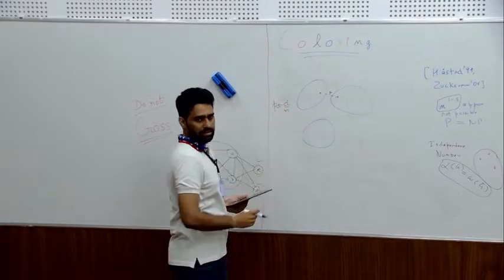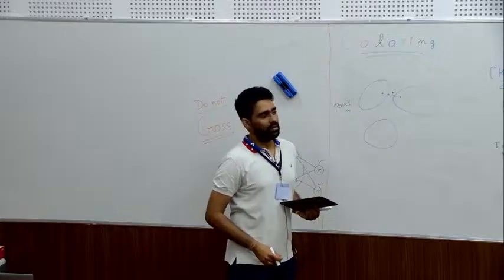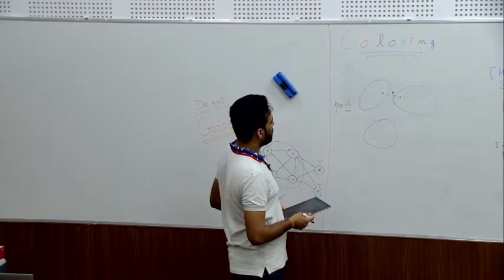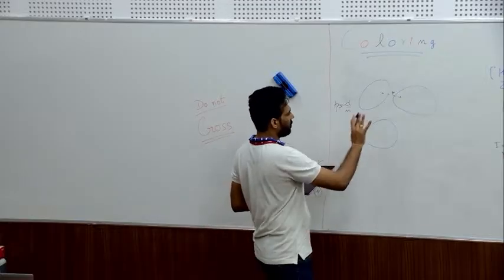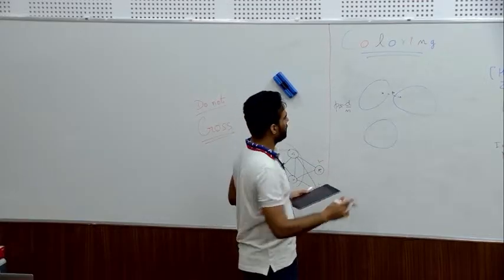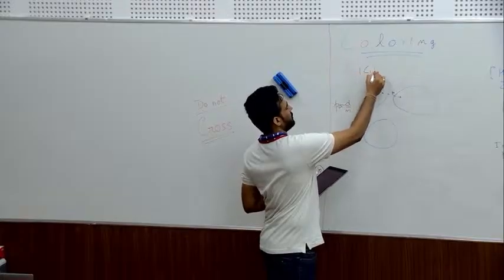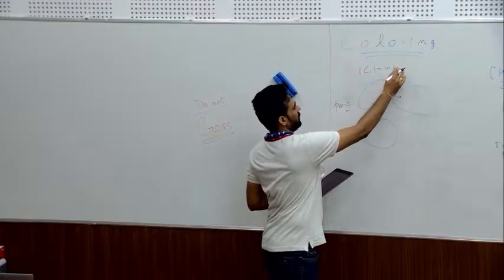Are these color classes fixed in advance? Yes, let us say they are fixed in advance. And let us also assume, we are going to make a bunch of assumptions, so this is only for motivation, that all of them are equal sized. Each color class is like n by 3.